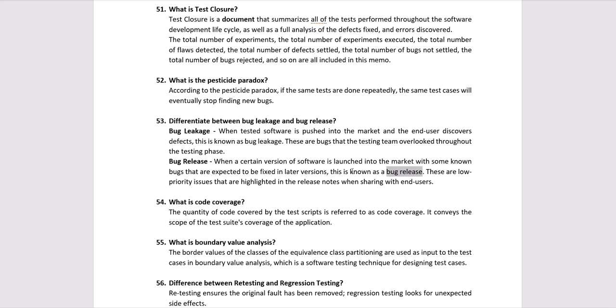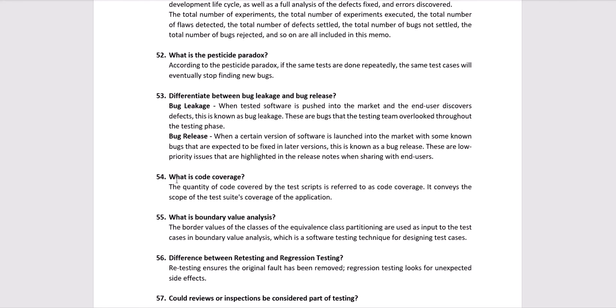So we already know the known bugs, and while launching the product in the market, we are releasing the product with the known bugs. So those bugs are bug release. But if those bugs are found by users, then that is called bug leakage.